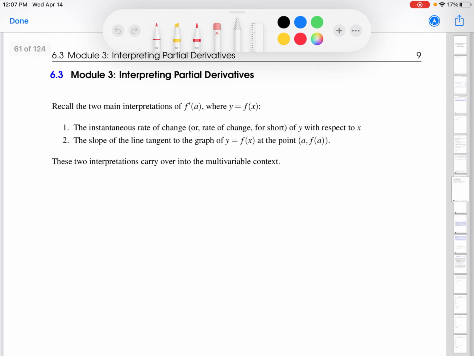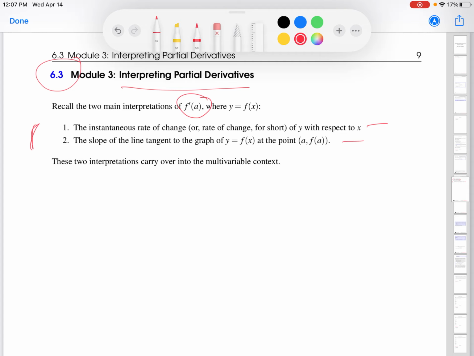In this video, we are going to work on Module 3 of Lesson 6. So the topic for the video is interpreting partial derivatives. I've put in here a quick little review of the interpretations of a derivative, single variable, that we know from single variable calculus, and these are the two ones that are used most often.